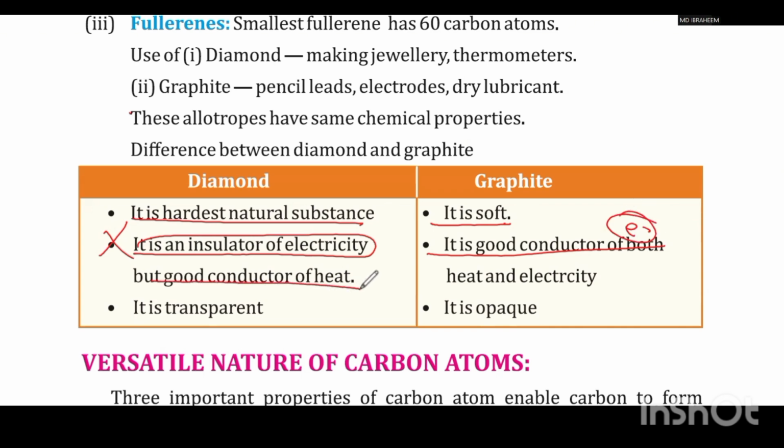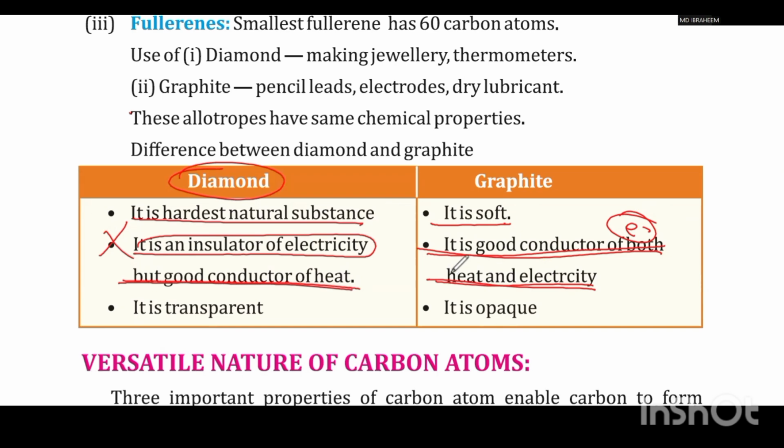But my dear student, diamond is a conductor of heat. If you keep a diamond in direct sunlight, it will become hot. It means diamond is absorbing the heat. So diamond is a good conductor of heat but a bad conductor of electricity. And my dear student, you know that graphite is a good conductor of heat as well as electricity. If you keep the graphite rod in open sunlight, it will get heated.